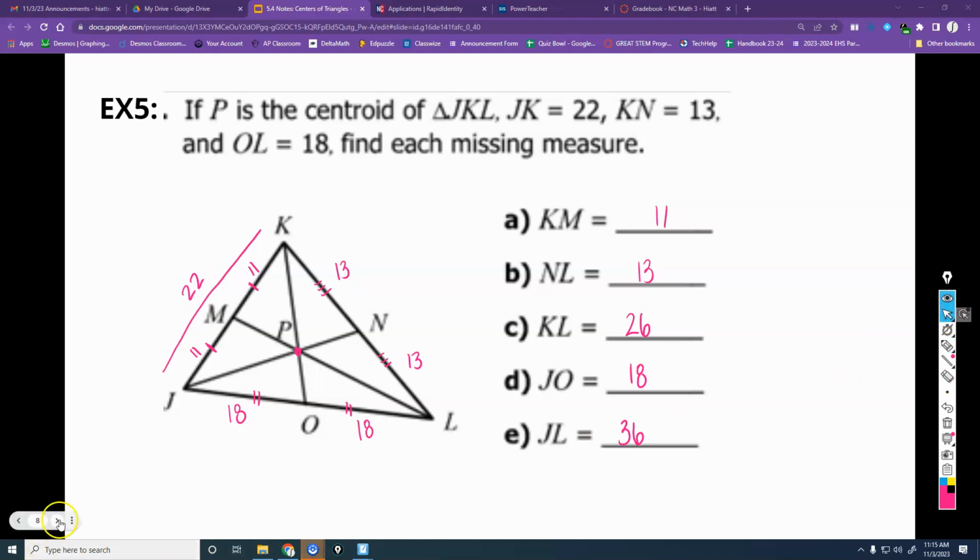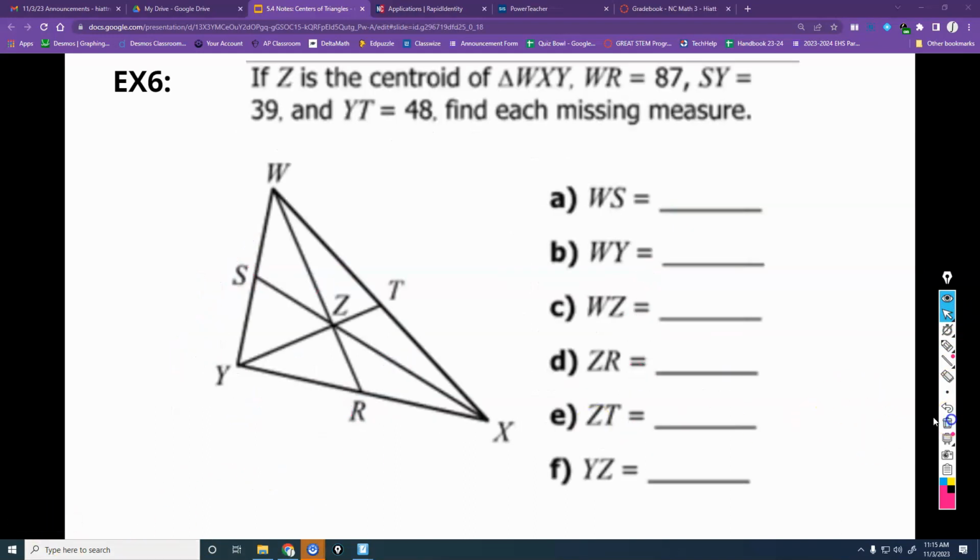The next one here, Z is the centroid. This one's going to give us some different information. It's going to tell us WR, the whole thing right here, is 87, the length of the whole thing. It's also going to tell us SY, so this piece right here is 39. And it tells us that YT, this piece, is going to be 48.